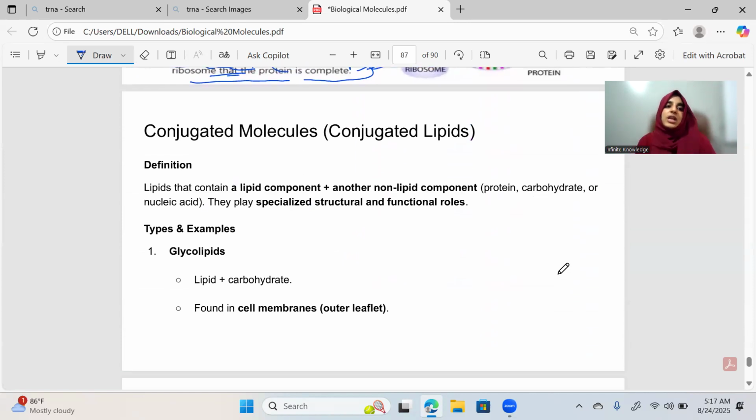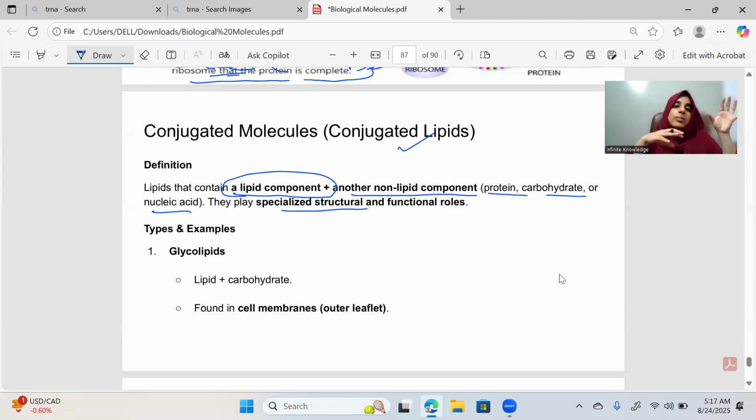Now we move on to conjugated molecules or conjugated lipids. What are conjugated lipids? They contain a lipid component plus another non-lipid component, that is a protein, carbohydrate, or a nucleic acid. They play specialized structural and functional roles. Conjugated means combined, whenever a lipid is combined with another non-lipid. Conjugated lipid means that the major component will be lipid, but it also adds another food group, that is protein, carbohydrate, or a nucleic acid, right?